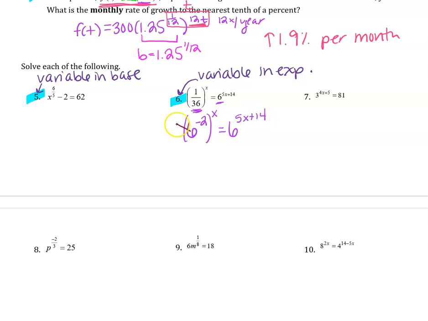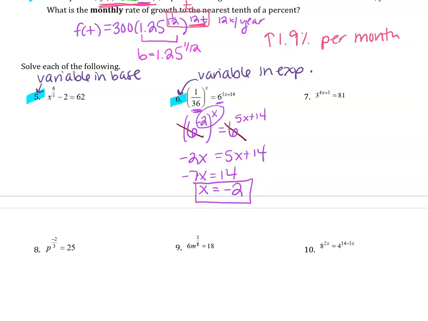Now that the bases match, I can ignore the bases and solve the exponents. So this is negative 2x, because that's multiplication between those two, equals 5x plus 14, and then you're just solving like you normally would. Okay, and you're done.